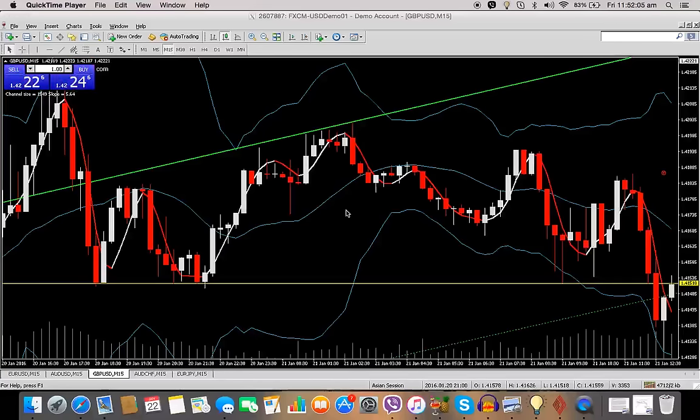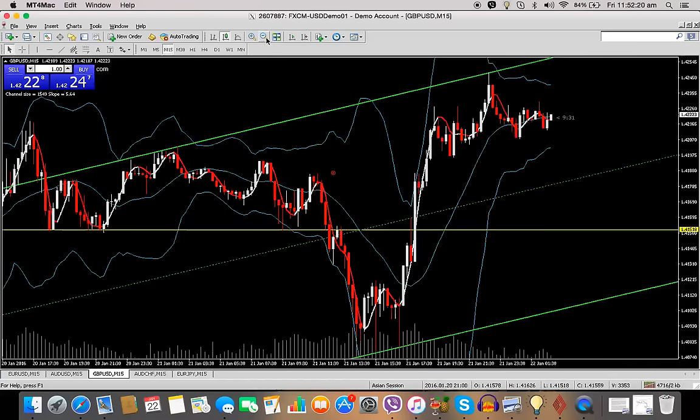Okay, so I wanted to do another quick video to add on to the support and resistance way of trading, the way I trade. I've seen something here on the pound USD that might make not only spotting this but also knowing when to take the trade a little bit easier. So this is the pound USD 15 minute chart.